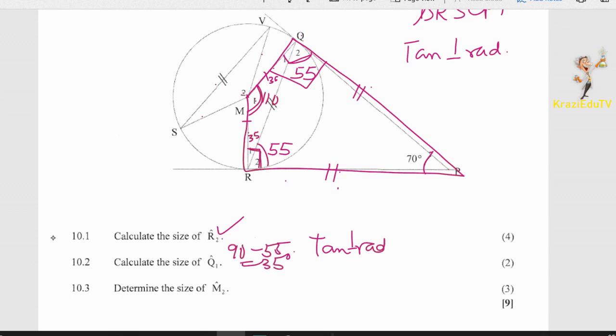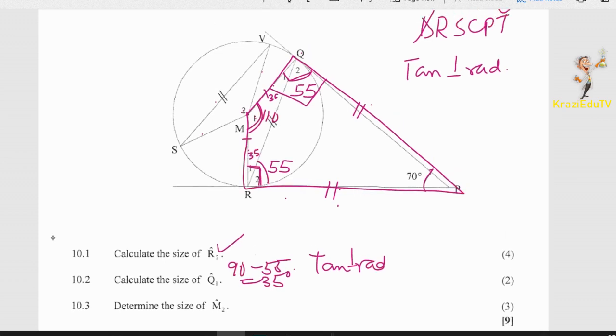By the way, look at this. Same segment, same chord and same segment. This line here is equal to that line. QR is equal to VS, given. Therefore, they must subtend the same angle. And that angle is 110. So you cannot get that angle without getting M1 first. Alright, and we are done.